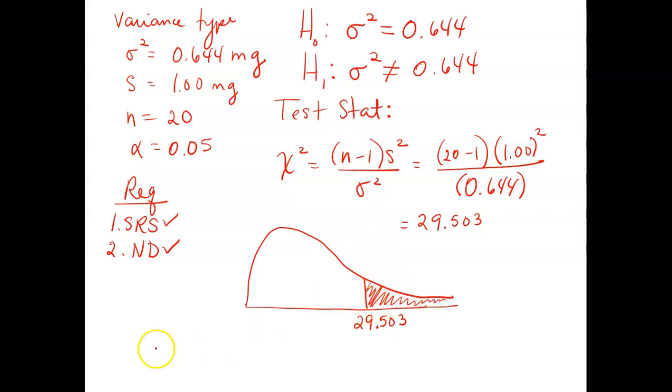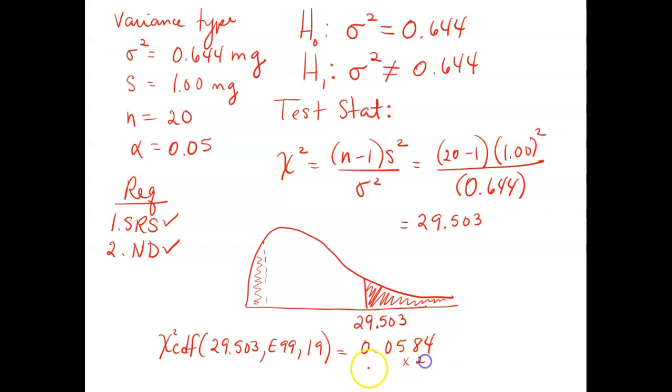All right, so we want to find this, so we're going to do chi-squared CDF from 29.503 to infinity. Our degree of freedom is 19. So we get 0.0584. Okay, so that's this area here, but it's a two-tailed test, so we also have an identical area over here. So we need to make sure that we times that by 2 before we declare that it's our p-value. So this will be 0.1168. So that is my p-value.